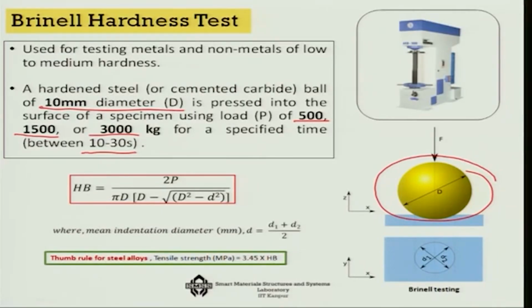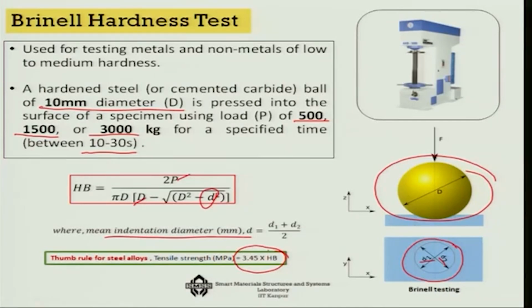Now, you know which load you are using and what diameter you are using, and all you have to do is find out the mean indentation diameter. That means you get the indented shape and you calculate the diameter at two different points, D1 and D2, and then take an average of it. That is our D, and once you know D, you can use this formulation to find out the HB. And there is a thumb rule here: the tensile strength can be calculated directly as 3.45 times HB, and that is usually used for steel alloys.